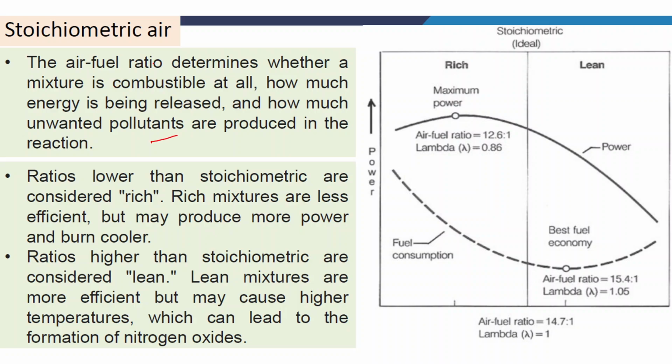So the next property is stoichiometric air. It is basically the air fuel ratio which we require for proper combustion. So air fuel ratio also determines whether a mixture is combustible or not. After some empirical calculations, it is found that an air fuel ratio of 14.7 is the optimum air fuel ratio. If it is less than that, then combustion will not take place. And if it is more than that, then we can say that excess air is provided.